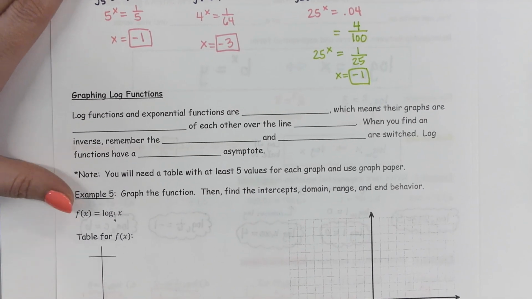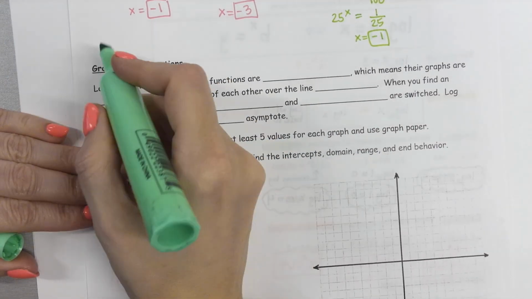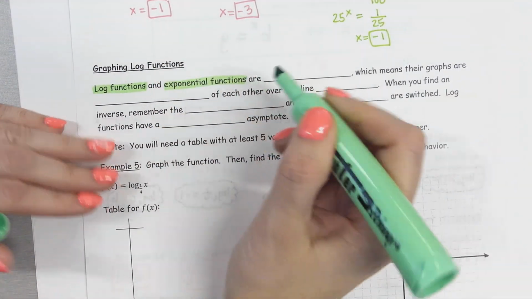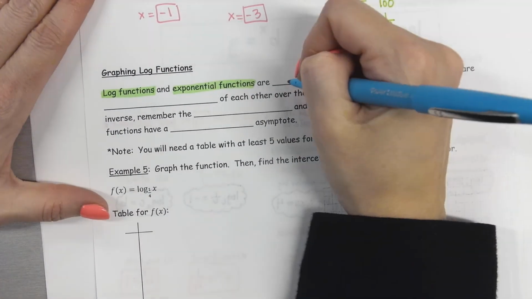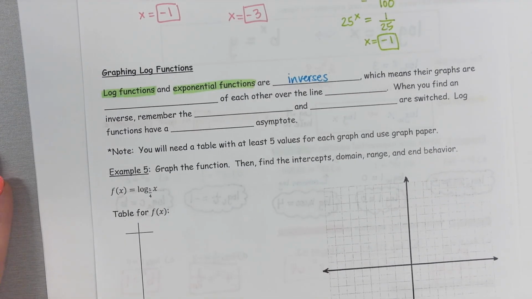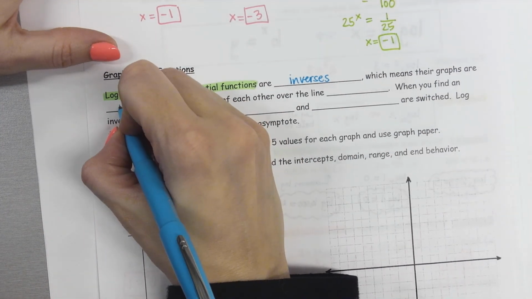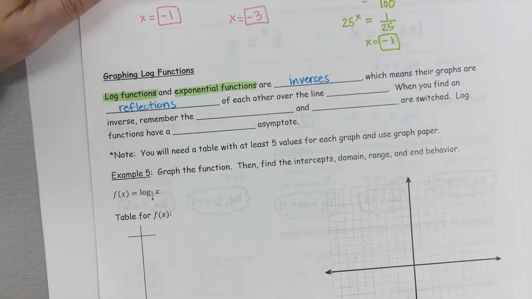All right, now we can also graph log functions. And I already told you guys today that log functions and exponential functions are what? Not the same. They're not the same, they're what? Inverses. Okay, so if they are inverses, we talked about this in early chapter 6, the chapter 6 we did before the exam. When you have functions that are inverses, their graphs are reflections over the line y equals x.